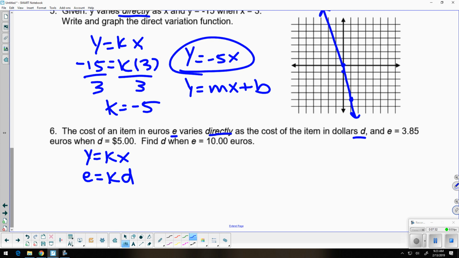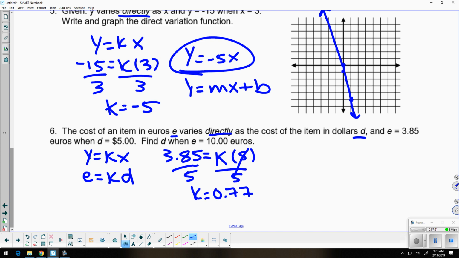Okay, so again, find k first, plug in the first two values you have. You have 3.85 as E. That's equal to k times D, which is 5. So solving for k, divide both sides by 5. I got that k comes out to 0.77. So there's my constant of variation.